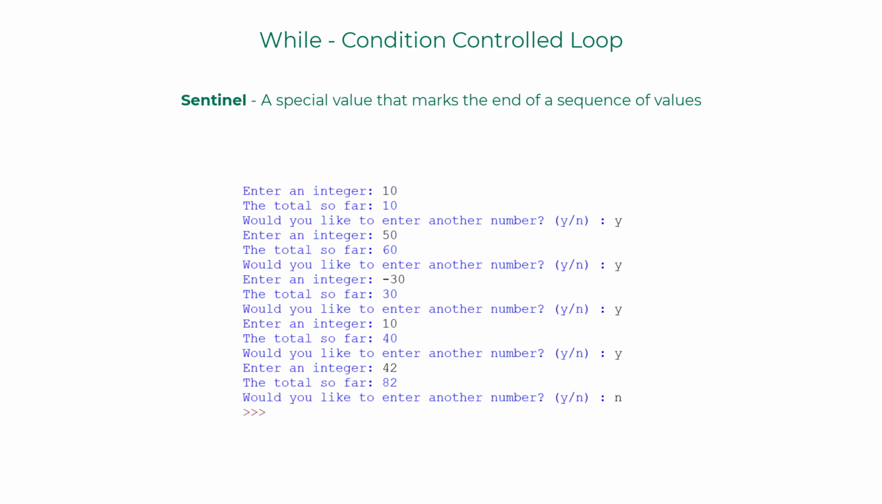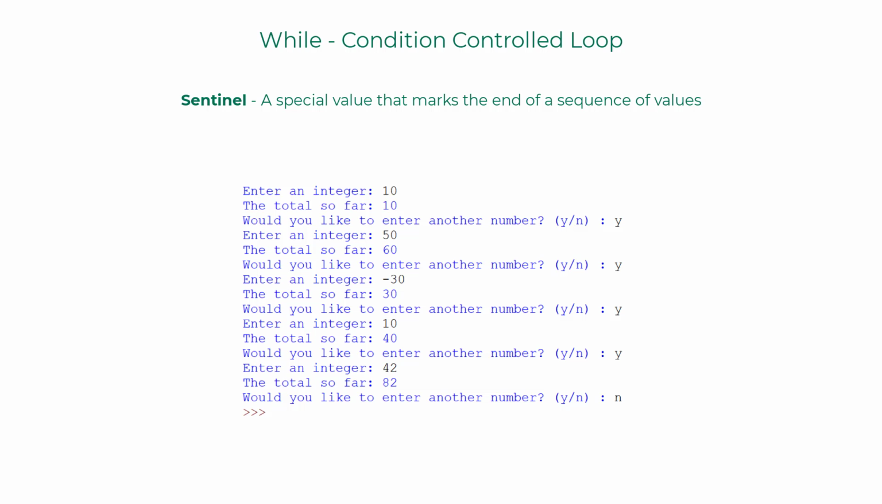Let us wrap up this lecture on while loops by discussing sentinels. Sentinels are special values that mark the end of a sequence of values. If you look at the execution of previous program, you would see that it gets annoying for the user to constantly type Y each time the user wants to enter a number.